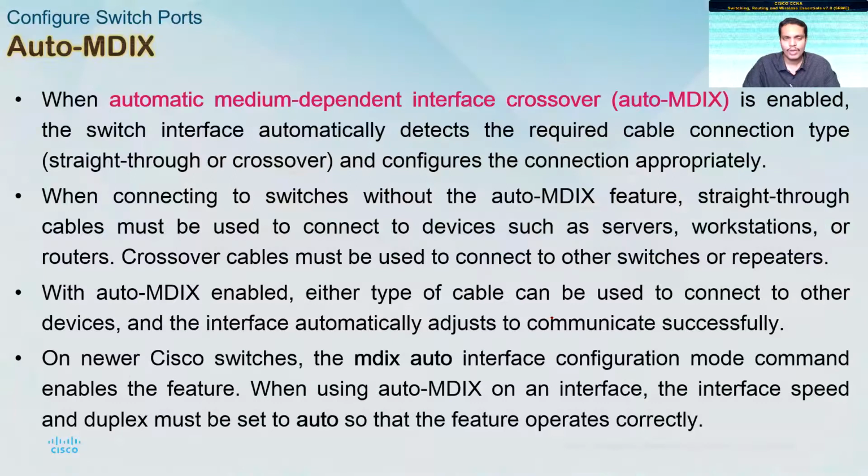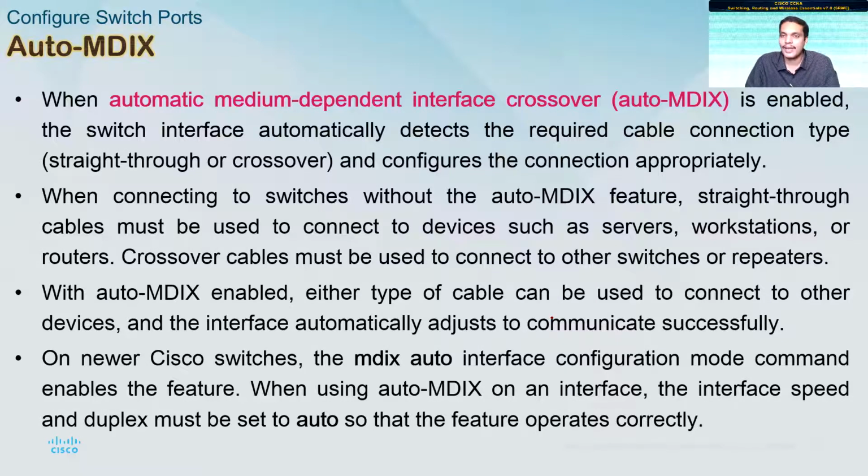Okay. There is a feature called Auto MDIX, which stands for Automatic Medium Dependent Interface Crossover. This is a very nice feature because usually there are two types of cables. One is called a straight through cable, and the other is called a crossover cable, which we studied during our physical layer video. These cables are used to connect different types of devices. Sometimes, because of human error, one might connect a different type of cable for one type of connection. If such a mismatch happens, communication will not take place.